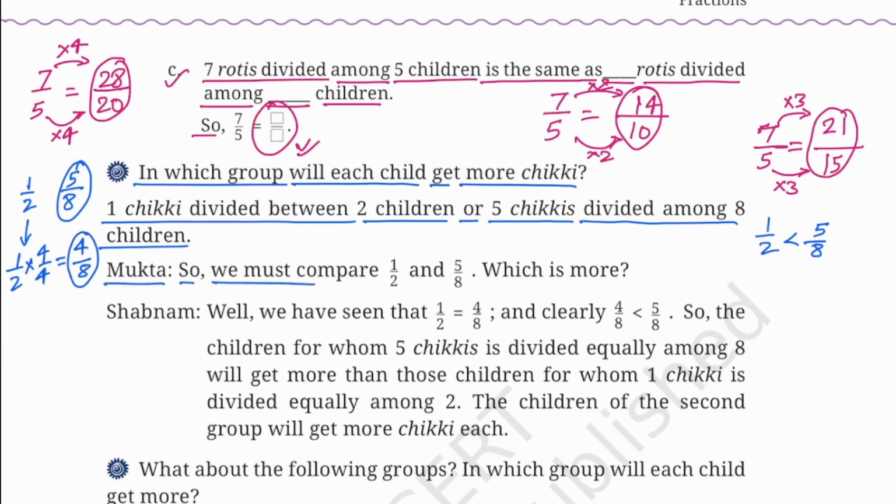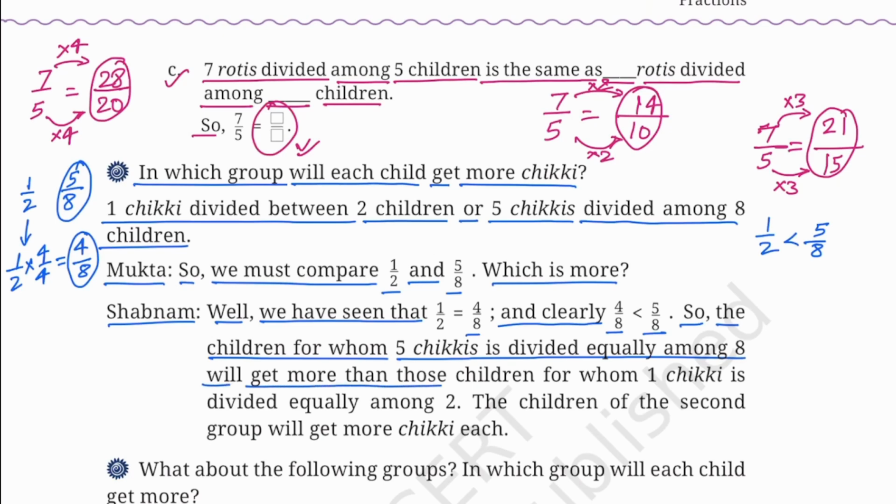Mukta, so we must compare 1 upon 2 and 5 upon 8, which is more. Sabnam, well, we have seen that 1 upon 2 is equal to 4 upon 8, and clearly 4 upon 8 is less than 5 upon 8. So, the children for whom 5 chickies is divided equally among 8 will get more than those children for whom 1 chickie is divided equally among 2. The children in the second group will get more chickie each.